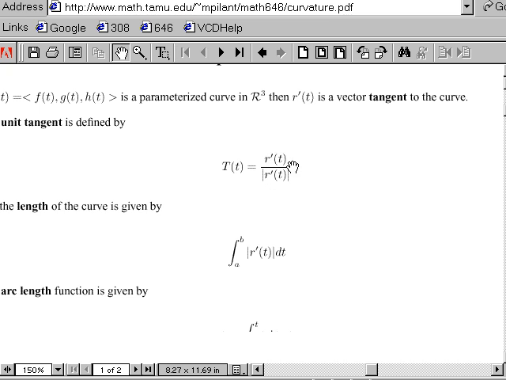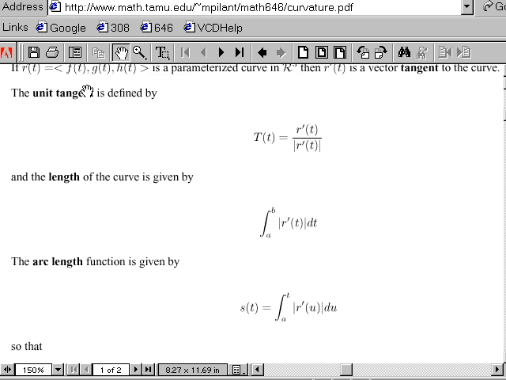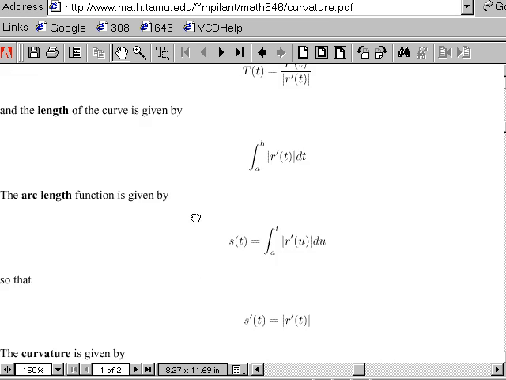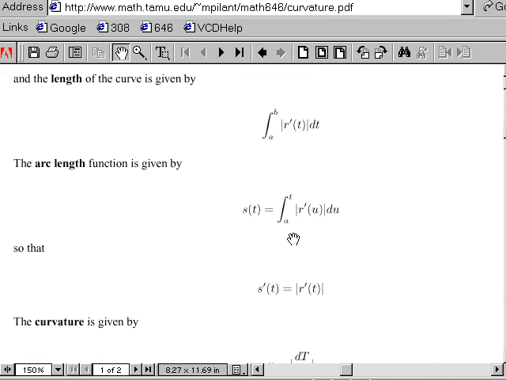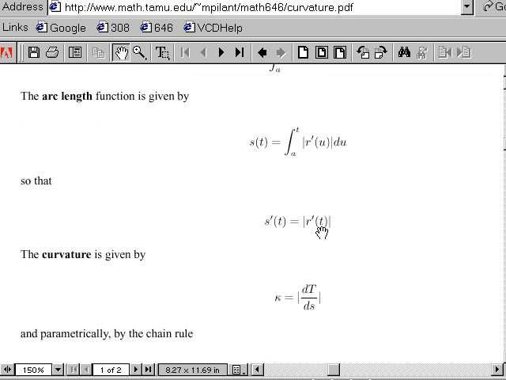So the unit tangent, if we have r as a function f, g, h, or x, y, and z of t, the tangent to the curve is r prime, and if you divide the tangent by its length, absolute value, it's equal to the unit tangent. Now if you integrate this tangent as a function of t, you'll get the length of the curve between a and b. And the arc length as a function is just letting the upper limit be variable, t. It goes from a to t of the length of r prime.